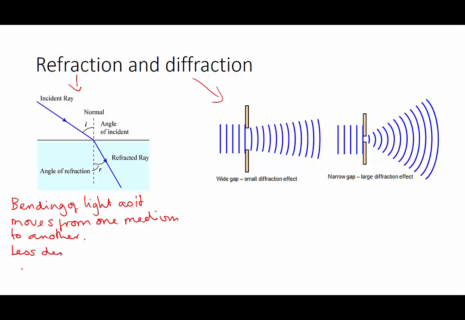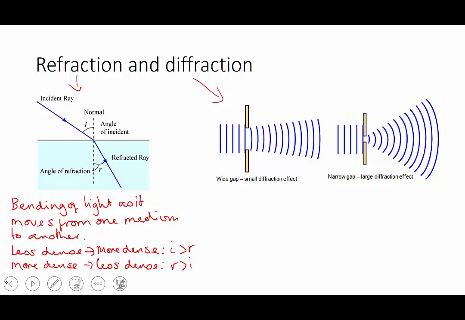If we're going from a less dense substance into a more dense substance, for example, air into glass, then the angle of incidence is going to be greater than the angle of refraction. We say it's bent towards the normal. If we are moving from a more dense medium into a less dense medium, for example, water into air, then the angle of refraction is going to be bigger than the angle of incidence. We say it's bent away from the normal.